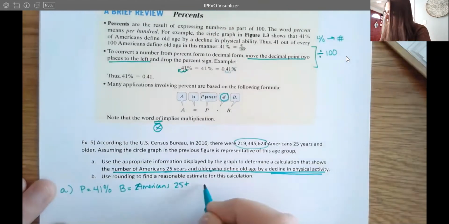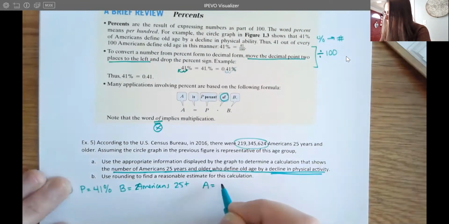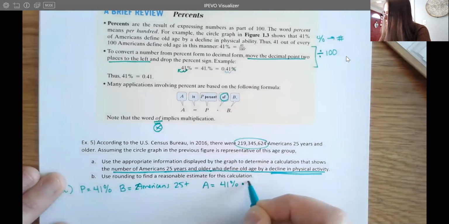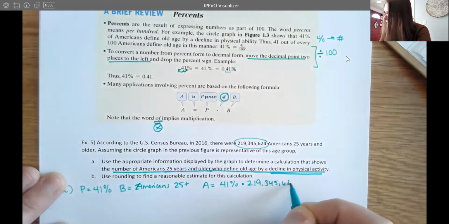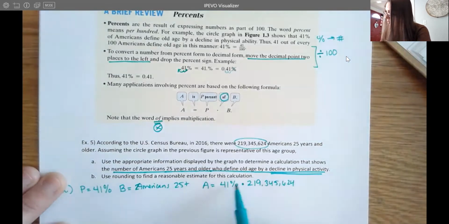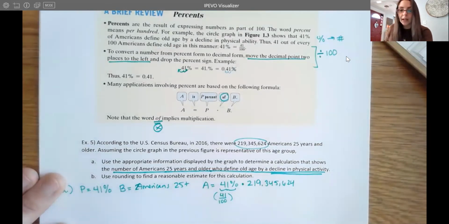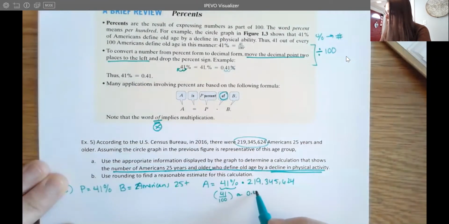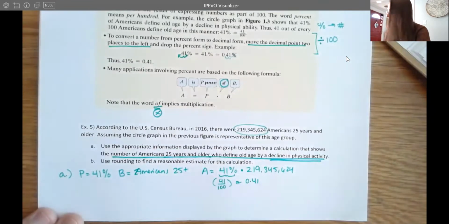So to get our calculation here, we take our percent, that 41%, and we're going to multiply it by this 219 million. Now, you can't just use percent, you have to convert that over. So you can either use 41 over 100, make sure to put it in parentheses in your calculator, or you're going to convert this over to the decimal form, which is what most people do, and use 0.41.